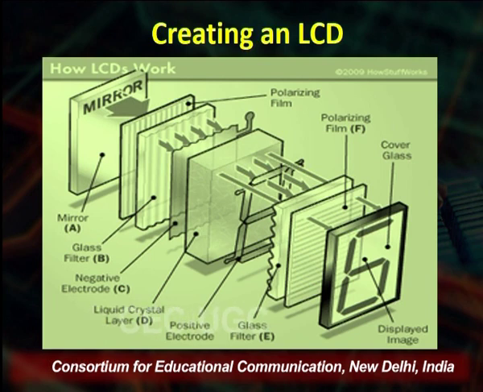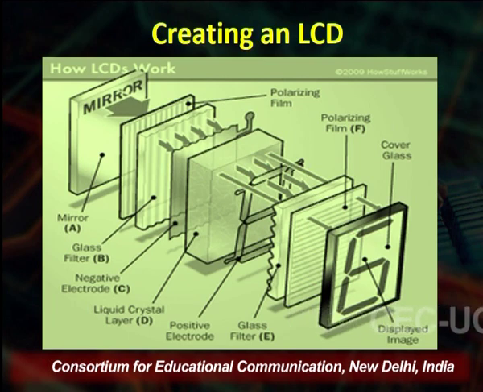Now the next is the liquid crystal layer. This is the main important part of the liquid crystal display, and it is represented by D. Next is the positive electrode. With the negative we have a positive electrode. The next point is the glass filter, represented by E. It means we have two glass filters. You see clearly on the screen that one is mounted vertically and the other horizontally, one in the form of a row, the other in the form of a column.